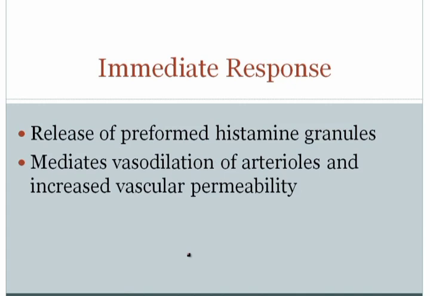Now, once the mast cell gets activated, it undergoes an immediate response, and the immediate response results in the dumping of preformed histamine granules. These histamine granules mediate 2 things. Number 1, the histamine granules cause vasodilation. How will vasodilation occur? You've already understood this. It will occur by dilating the smooth muscle of the arterioles. So the smooth muscle of the arteriole will dilate, which will then result in vasodilation.